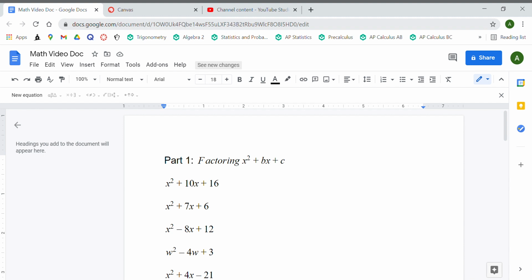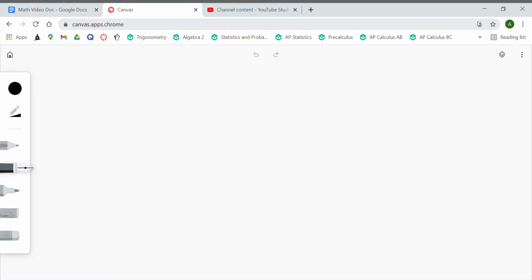So here's your first one: x squared plus 10x plus 16. As you can see, there is no greatest common factor. So what can we do? Well, for this situation, we take the factors of 16 and see which pair of factors adds up to 10. So, factors of 16.